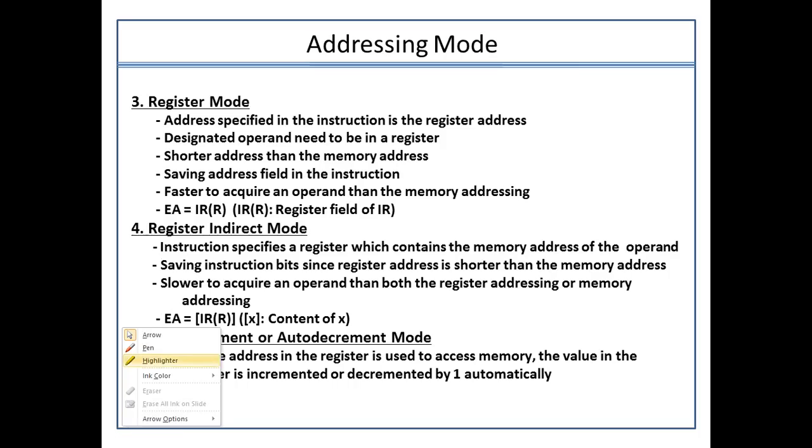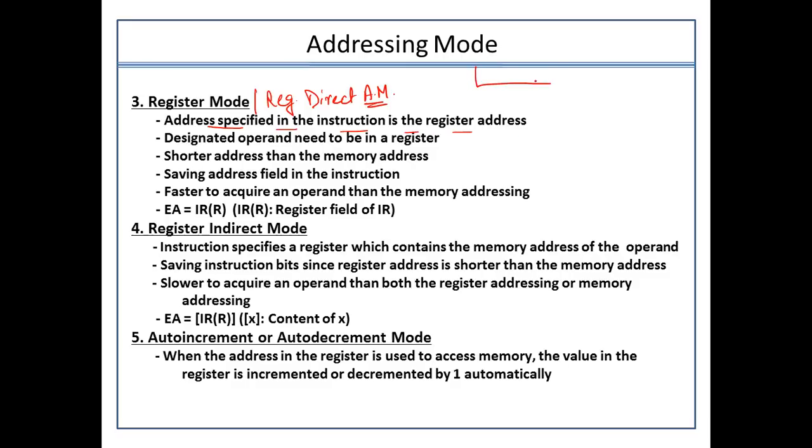The next kind of addressing mode is the register mode. Register mode is also known as register direct addressing mode. Why are we calling it so? The idea is that the address specified in the instruction is the address of a register. Whatever address is specified here will exactly be the address of the register. Let's suppose this is register R1 having some value. Whatever value is stored here is directly used for the computation. So the designated operands need to be in the register, and the data is directly present here. That's why it is called register mode or register direct mode. It has a shorter address than the memory address, obviously, because I just need to signify the register only. It is also fast to acquire the operand compared to memory addressing. These are the properties associated with the register direct mode.